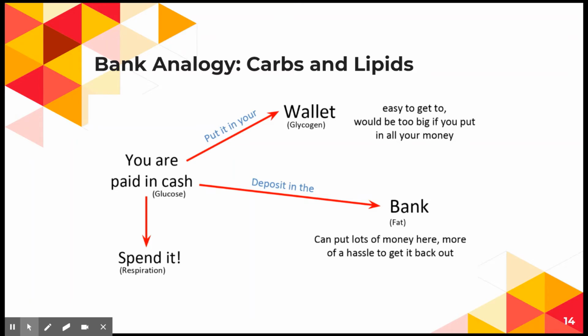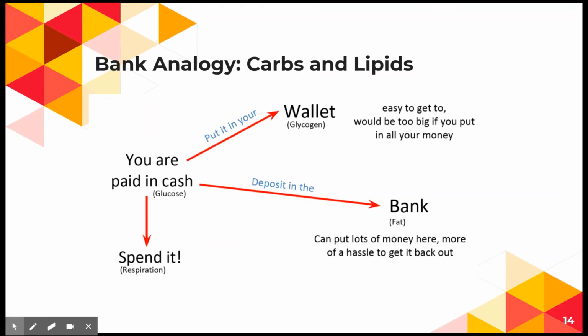The other alternative for your money is to deposit it in the bank. You can put a lot of money here, but it's really hard to get it back out. It takes more work. So if you were to turn all of your glucose into fat, it would be too much work for your body to access that energy.